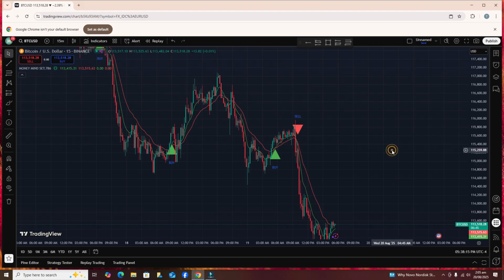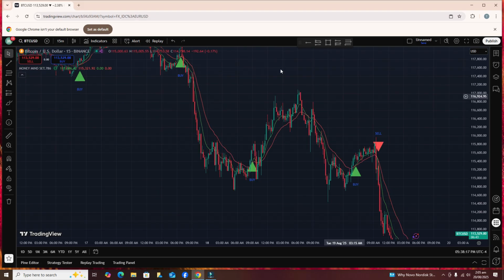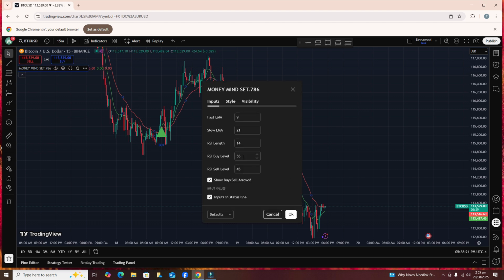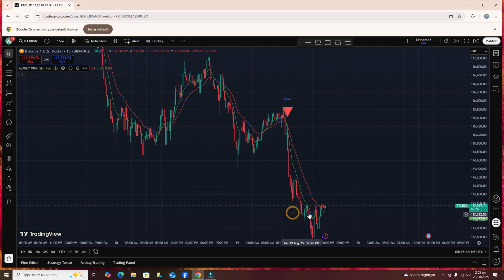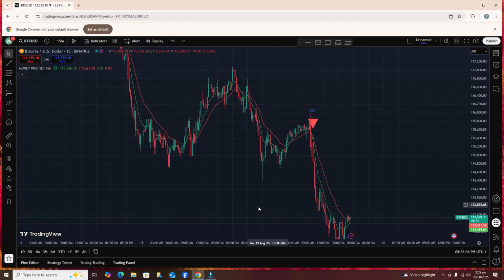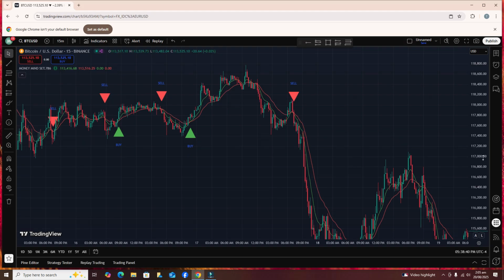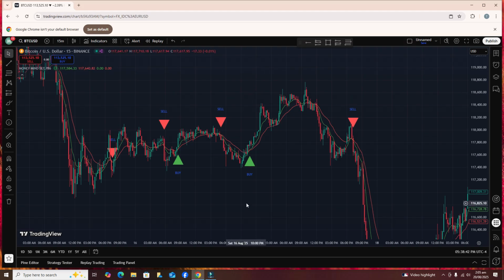First of all, go to the setting option, and set it to 59. Same setting, 59. False signals are removed. Now you can see the buying and sell signals showing on your screen.